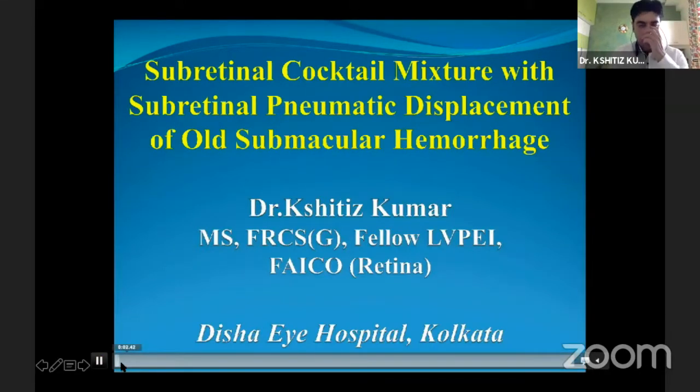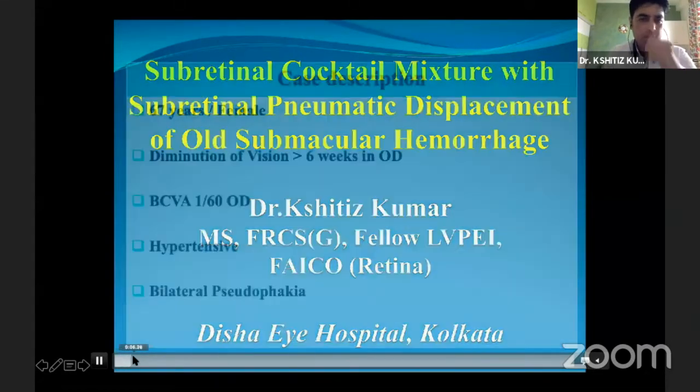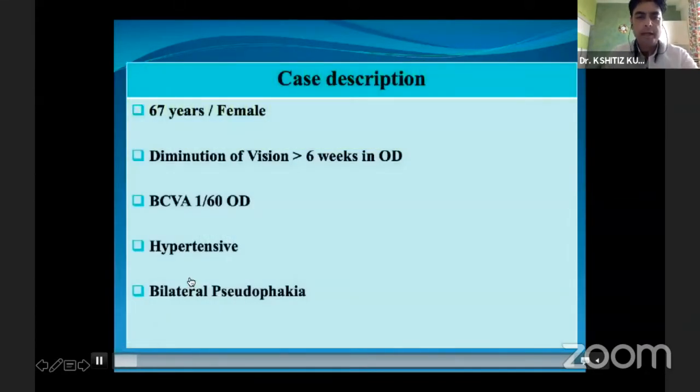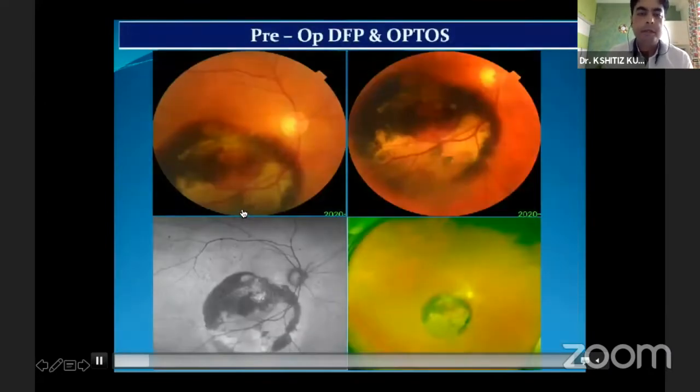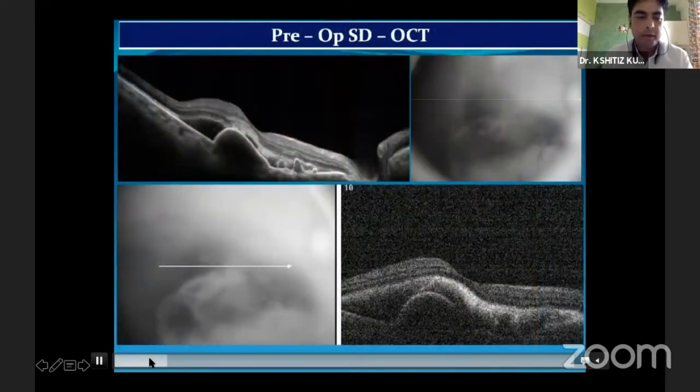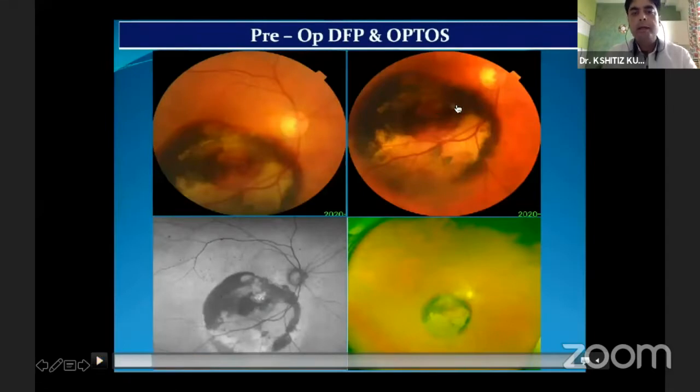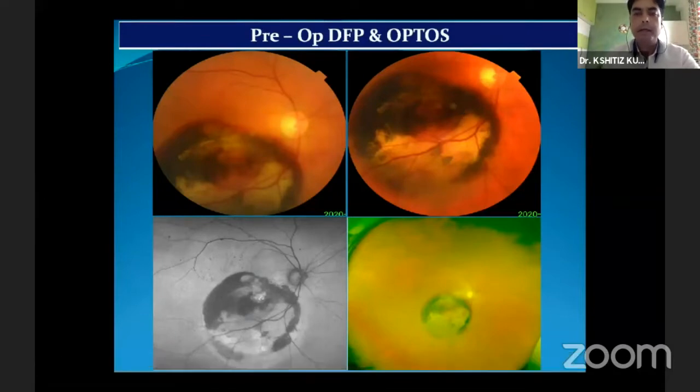This is a case of a 67-year-old female patient who is a known pseudophakic, known hypertensive, with a best corrected visual acuity of 1/60 with loss of vision. We can see here that there was an old with fresh submacular hematoma. The patient had a vision of 1/60, and during the lockdown she could not come, and it was probably of more than 3 weeks duration.